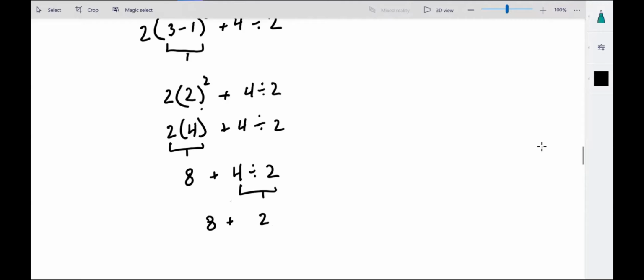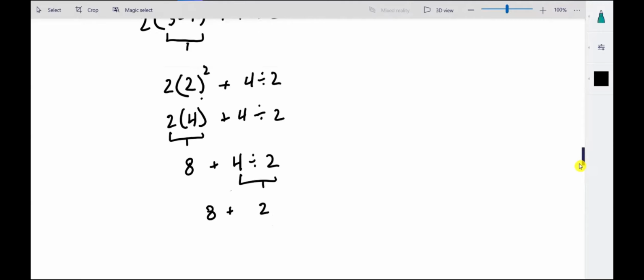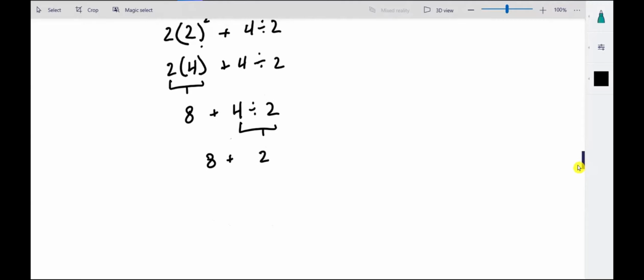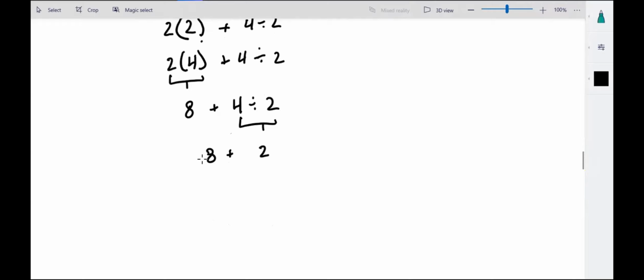Once you get down to just 2 numbers, assuming you've taken care of all the exponents and everything else, all you have to do is whatever operation is between those 2. So I just have these 2. All the exponents and parentheses are gone. I just have to add them. I don't even have to look at GEMDAS because all I can do is 8 plus 2. That's it. And I get 10.